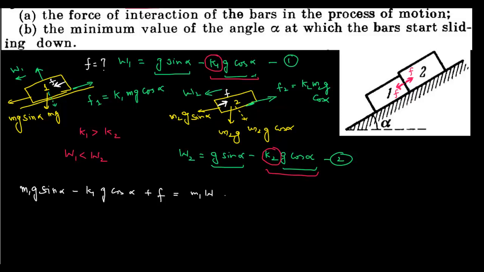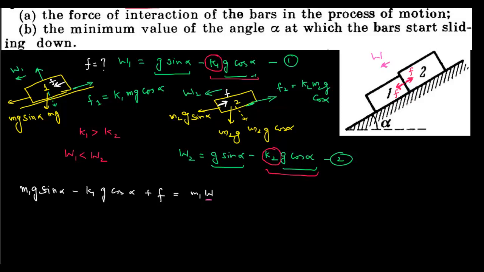Clear? So the sum of forces will result in this equation, and this is equal to mass into acceleration. And this is the acceleration, the common acceleration with which both the blocks are coming down. Both the blocks are coming down with this acceleration W.